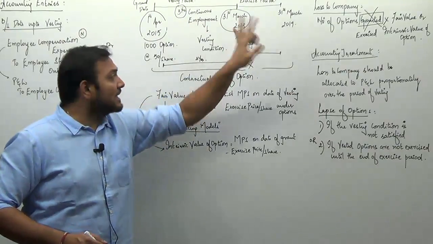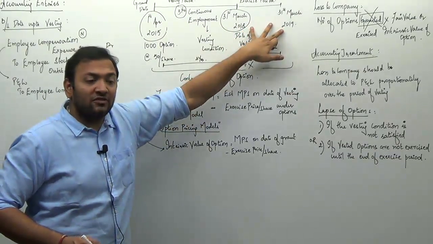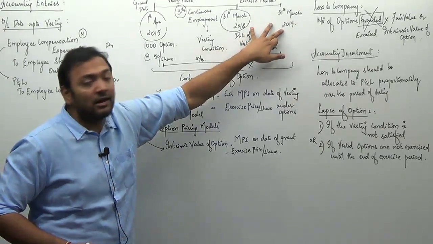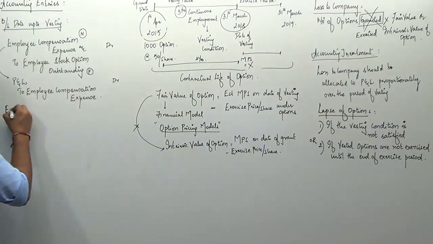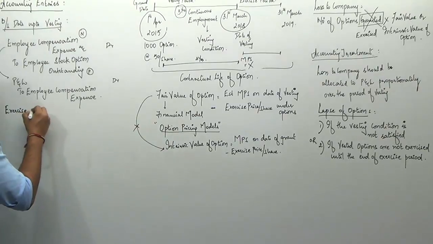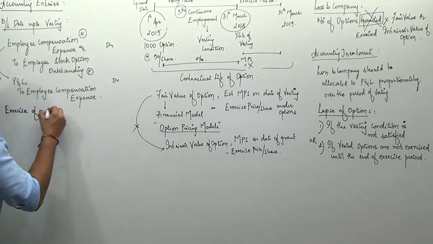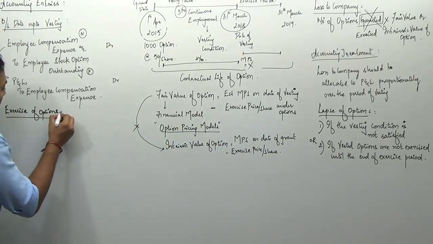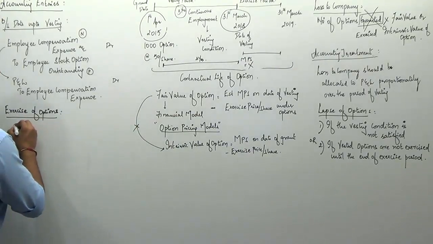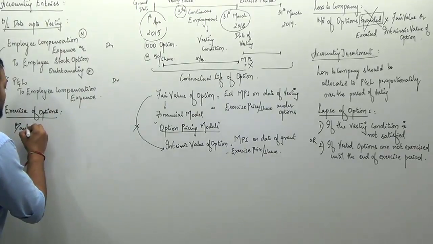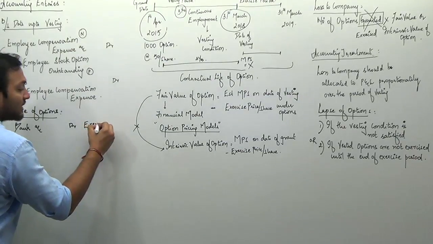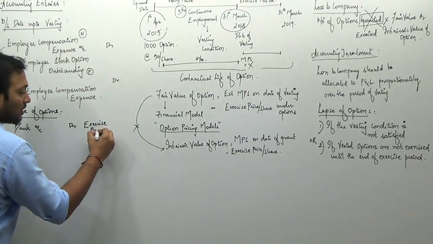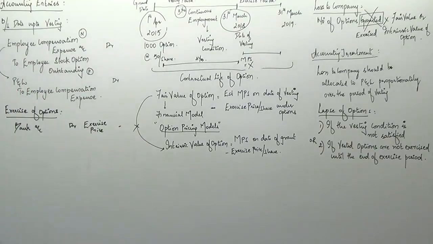I have to pass exercise entries. Because there is an exercise period, that is 31st March 2018 to 31st March 2019, where the options vested can be exercised. Exercise of options. When the option is exercised, the entry is, I am receiving cash to the extent of exercise price, bank account debit. This is for exercise price. Because each employee has to pay that 50 rupees first.